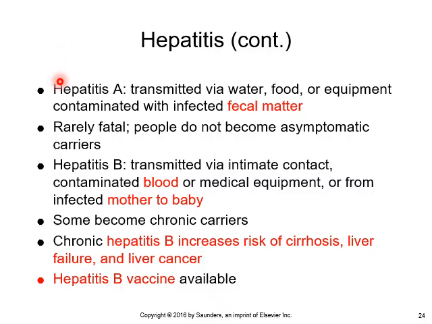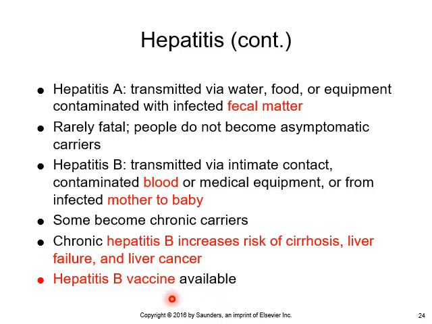which is swelling under the skin, and then arthritis, fever, and malaise. Hepatitis A is transmitted via water, food, or equipment that is contaminated by infected fecal matter. Hepatitis B is transmitted via intimate contact, contaminated blood, or medical equipment, like sharing needles for drugs, or from infected mother to baby.